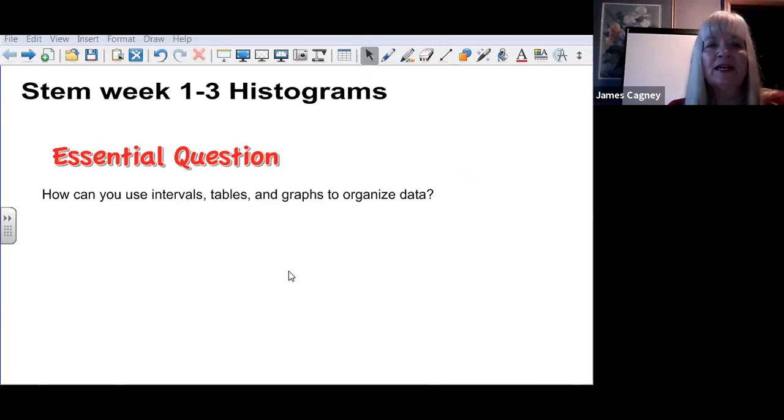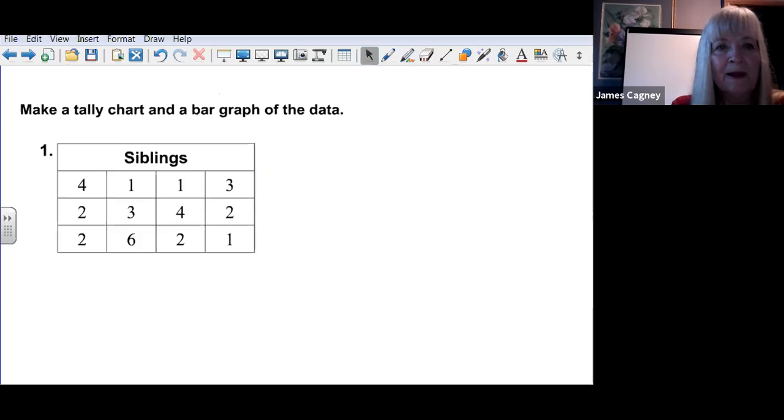So we're looking at histograms, and the central question would be, how can you use intervals, tables, and graphs to organize data? You've done a little bit of this with Mrs. Lofts, and now we're going to be looking at this again and using histograms in particular. So yesterday you made bar graphs, so we're going to go over that first.